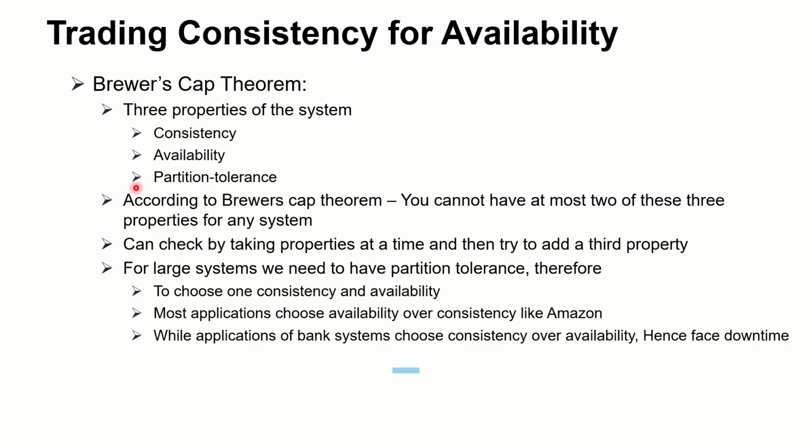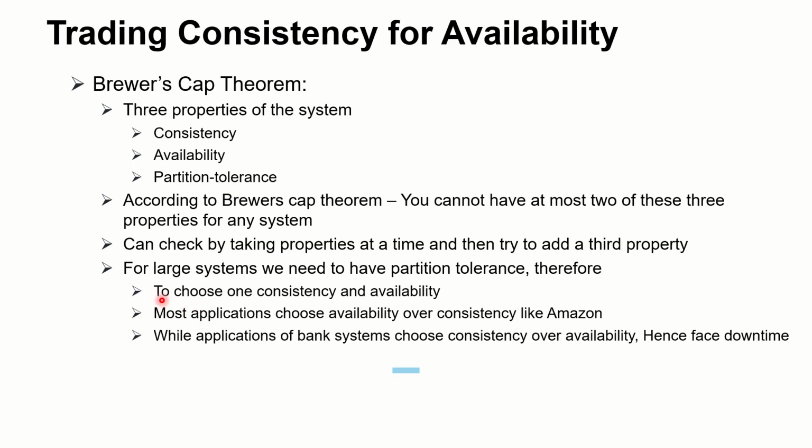So definitely partition tolerance should be there, because these are very large systems and we should be able to handle partitions. For a large system, partition tolerance is a requirement. So we need to choose: whether to choose consistency over availability, or availability over consistency.